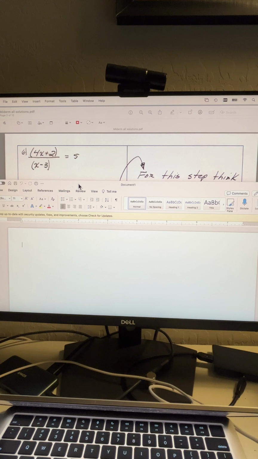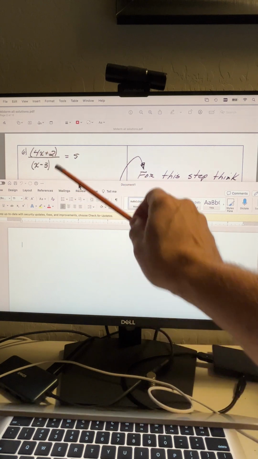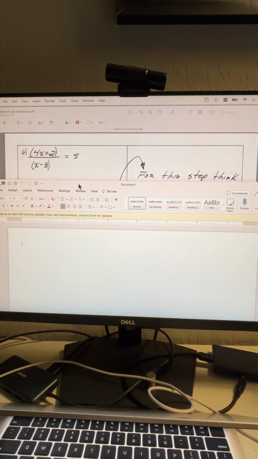Hey, I thought I would just go through a few of the problems on the review, and while you have the work, I thought I'd talk you through some of them because, well, let's look at this one here. We've got this fraction here, 4x plus 2 over x minus 3.